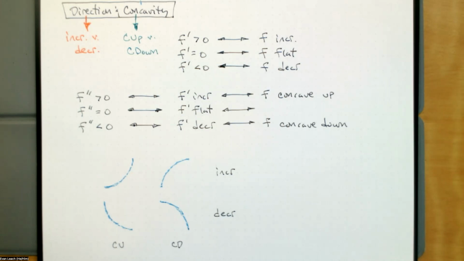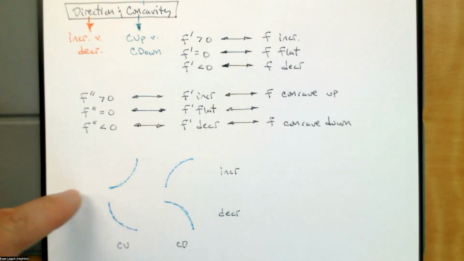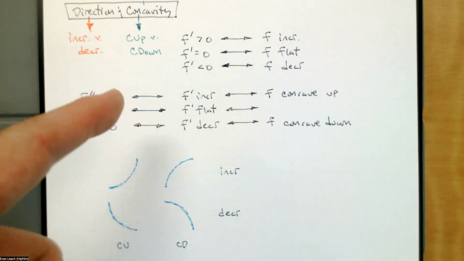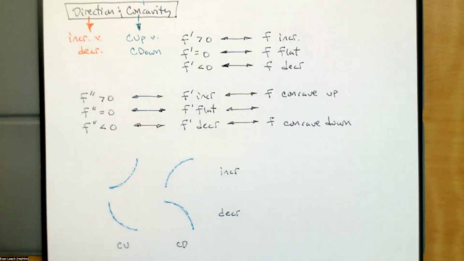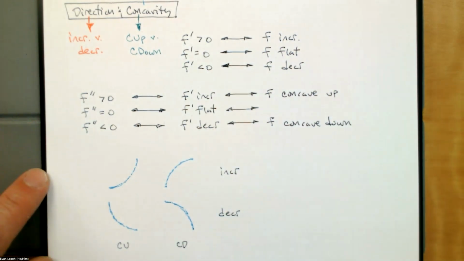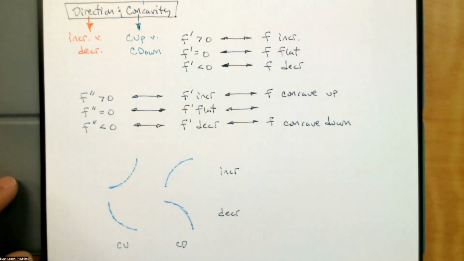There is one that we kind of left off, where f prime is flat. If f prime is flat, then the function is neither concave up nor concave down. Instead of being bent, the function will just be going straight. So there's no concavity. We could have, in this other column, no concavity.